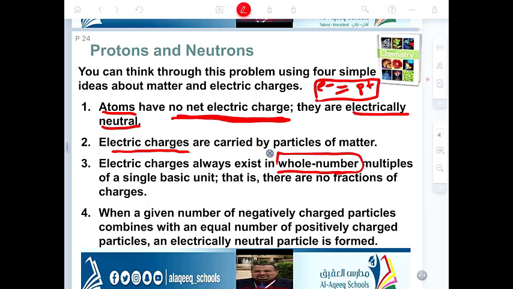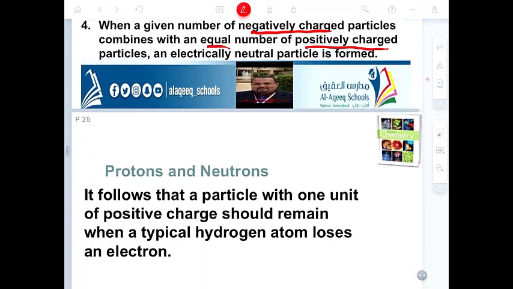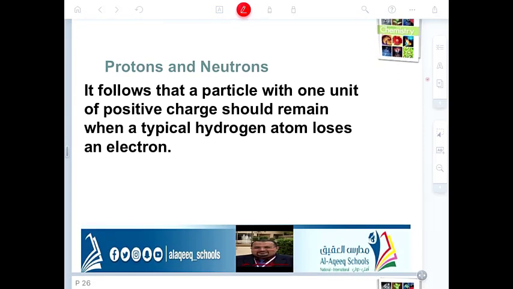Number 4: if you have a number of negatively charged particles combining together, they equal the positively charged particles, as I said before. So the negative charge equals the positive charge. It means it's electrically neutral. These are the 4 ideas about that.